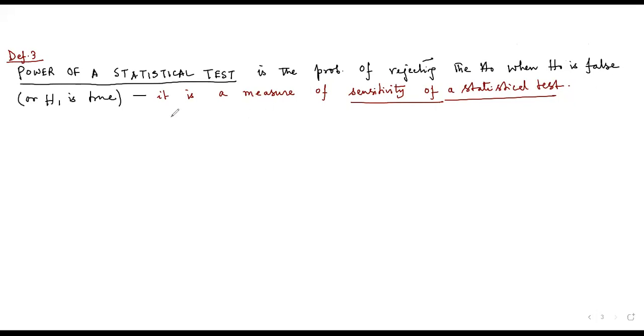If H naught is false, then the alternative hypothesis H1 is definitely going to be true. Now, if you can reject your null hypothesis when it is indeed false, that means the sensitivity of your statistical testing is very high. If you are going to test something, you have selected a sample of some size, and suppose by your experience you have designed your null hypothesis and you are testing it.